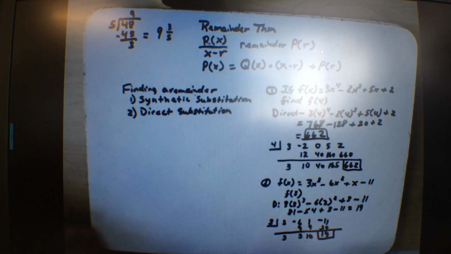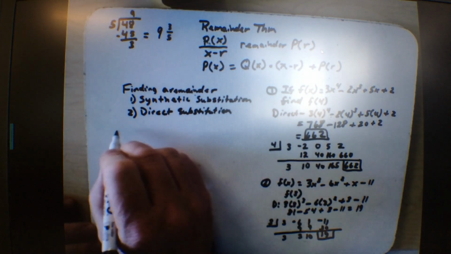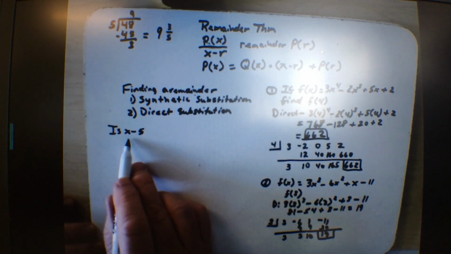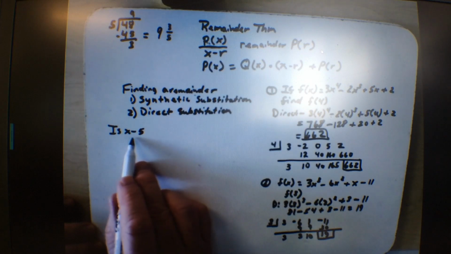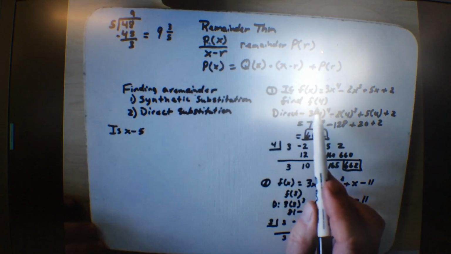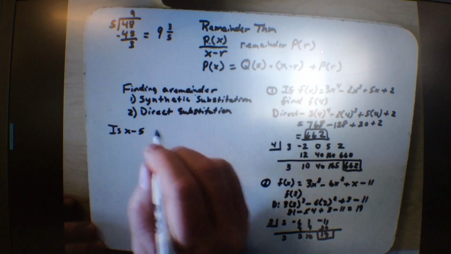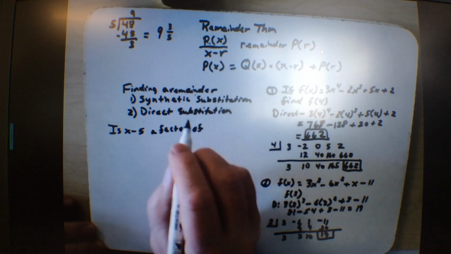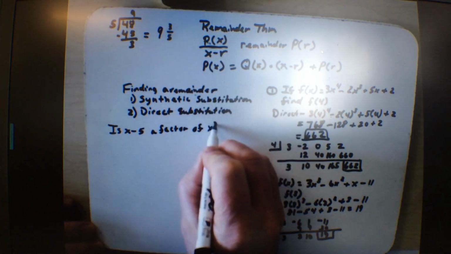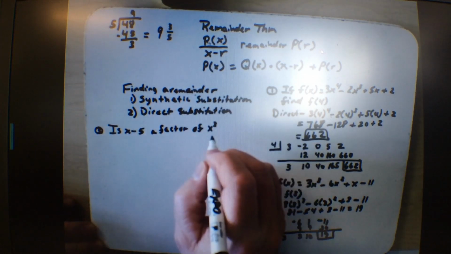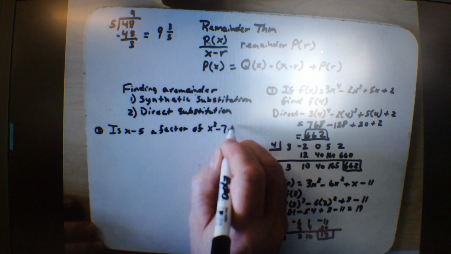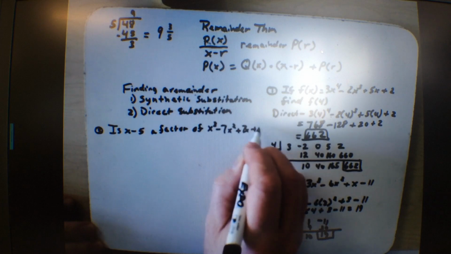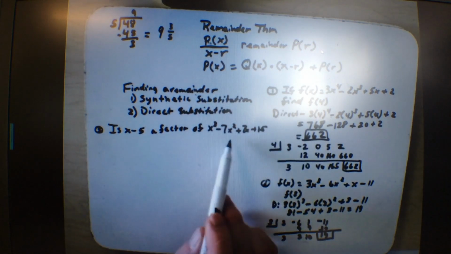All right. So let me ask you something. Here's what I'm talking about. This is a factor. It's not a number like this one. You see that? Okay, is x minus 5 a factor of x to the third minus 7x squared plus 7x plus 15?